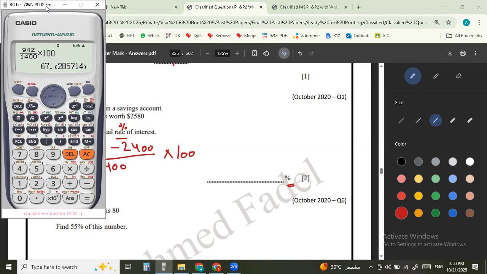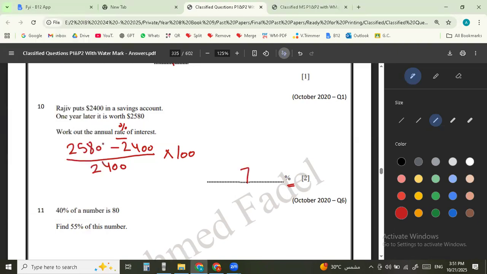We said 180 over 2,400, and the answer at the end, when I multiply by 100, will give you exactly 7.5. If you press SD, it is going to be 7.5%.